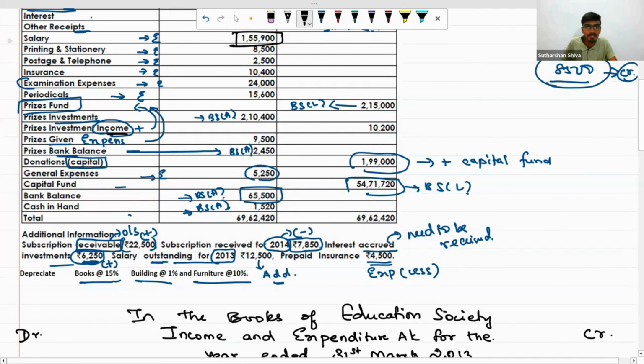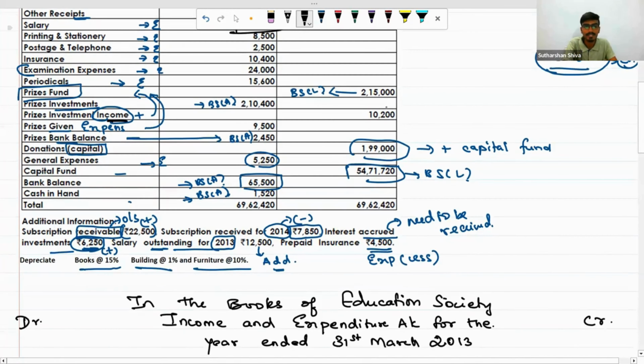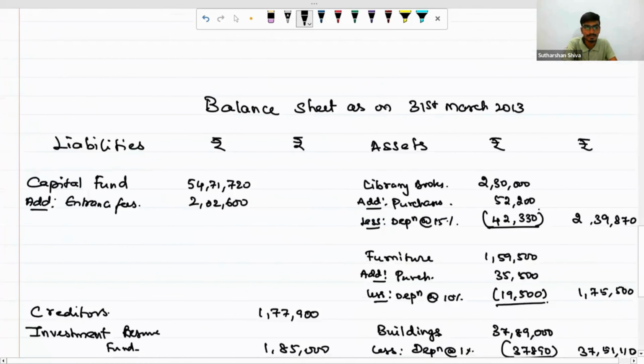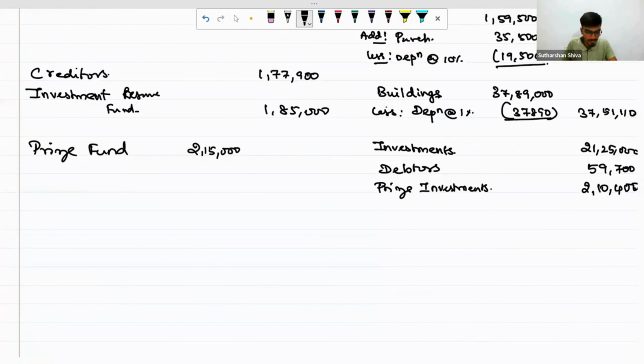Then price fund income. I already told you in the endowment funds concept special item, any income which is derived from the price fund will be added to that price fund. Okay, price investment income is 10,200. Add price fund income, that is 10,200.